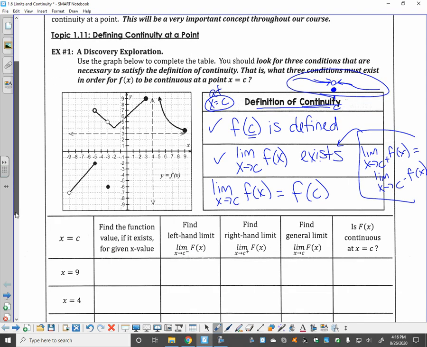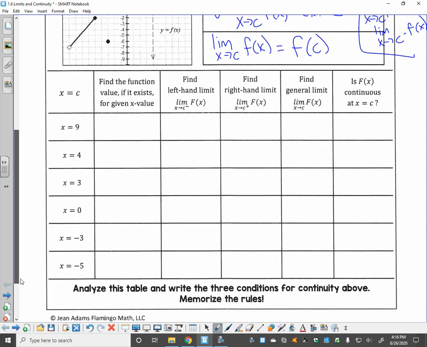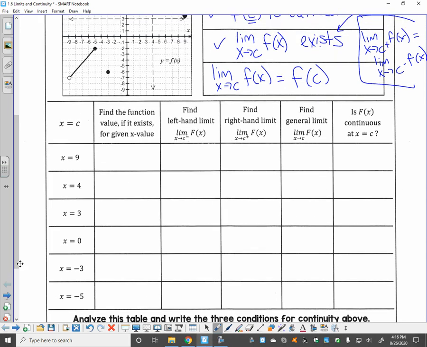Okay, so here's what we're going to look at, and we're not going to do all these. Find the function value if it exists for the given x value. So this we're finding f of c. Super easy. Find the left-hand limit, find the right-hand limit. So we're going to look at it from both sides. These 2 are going to tell me if the general limit exists. Once we prove this and show that they're equal, then I know this. Then I have to compare this box to this box. If those 2 are the same, then we are continuous.